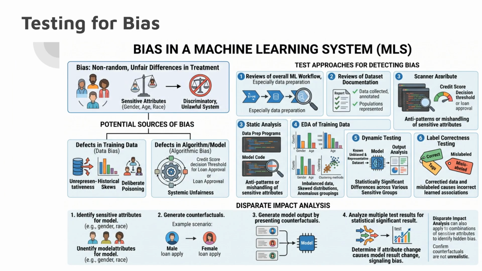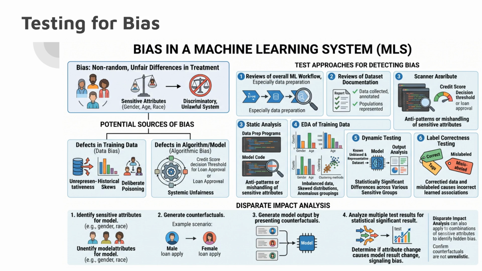Bias in an ML refers to non-random, unfair differences in treatment based on sensitive attributes like gender, age, or race, which is often unlawful and renders the system discriminatory. Testing for bias in an ML involves understanding its potential sources, which primarily include defects in the training data, such as unrepresentativeness, historical skews, or deliberate poisoning: data bias. Defects within the algorithm, model, or development framework that introduce systemic unfairness, such as an algorithm using a decision threshold for credit scores in a loan approval system: algorithmic bias.